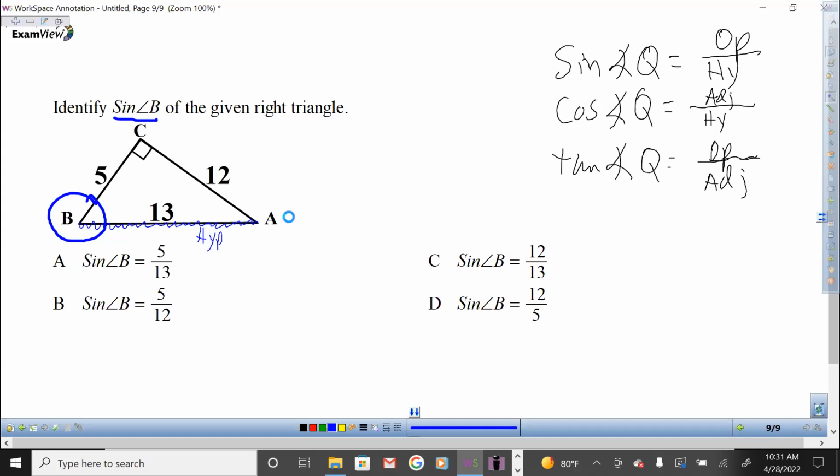All right, tell your neighbor what you got. Sine angle B. All right, Sebastian, what'd you get? C. 12 over 13. Okay, so sine, we said it was opposite over hypotenuse. Opposite sine is 12 over 13. That is correct. Let's go.